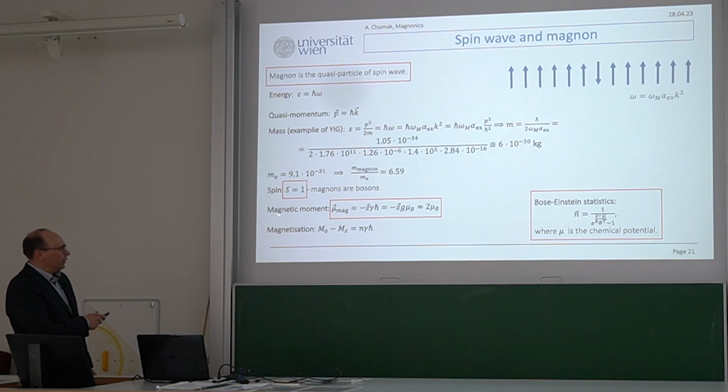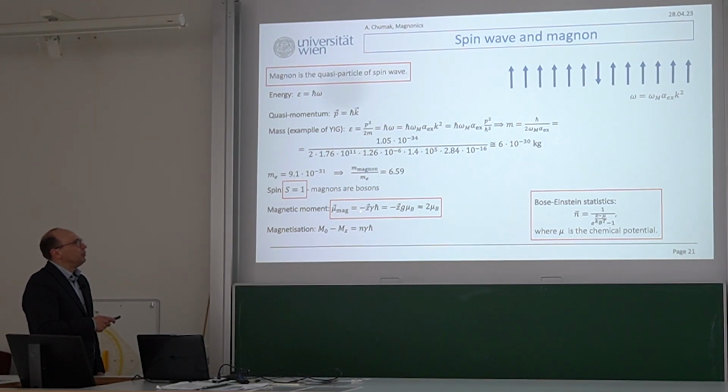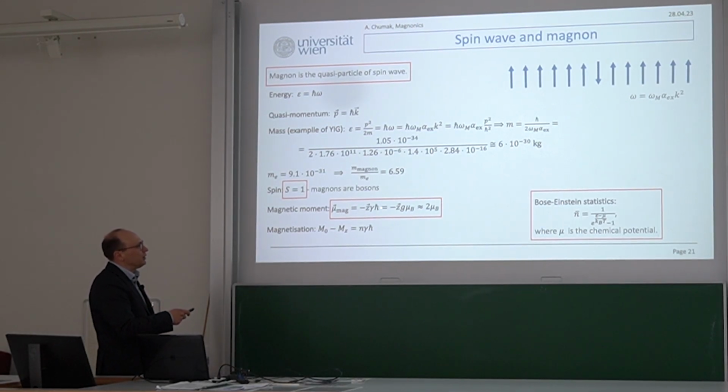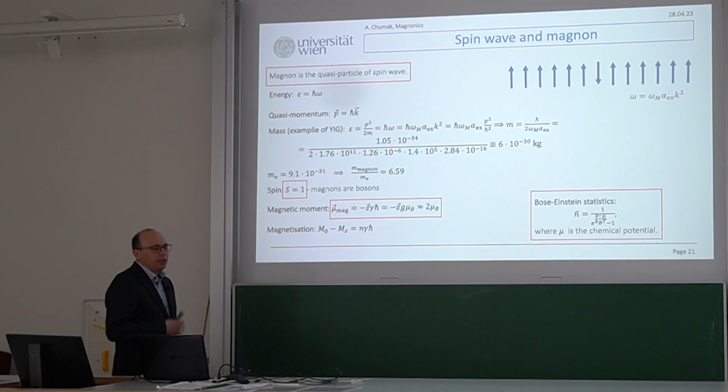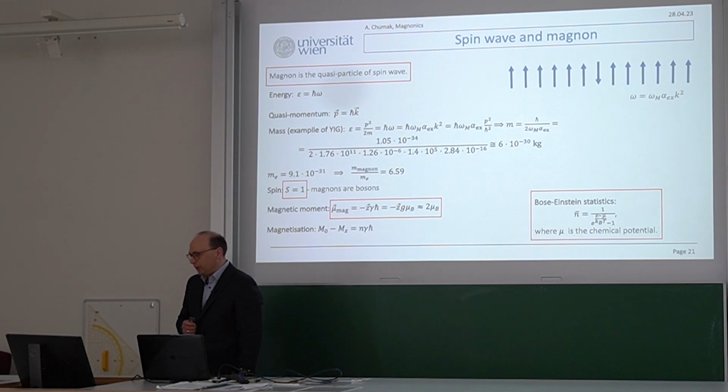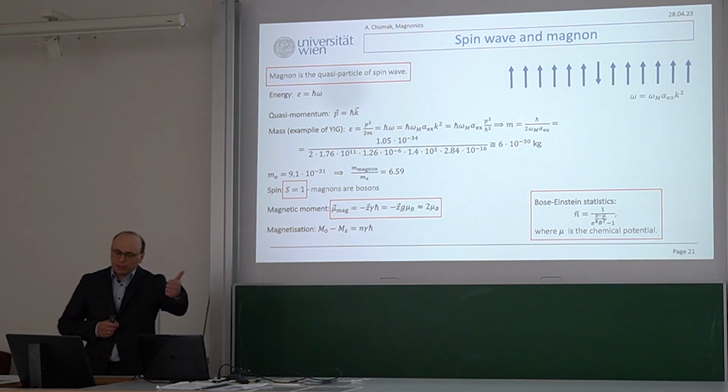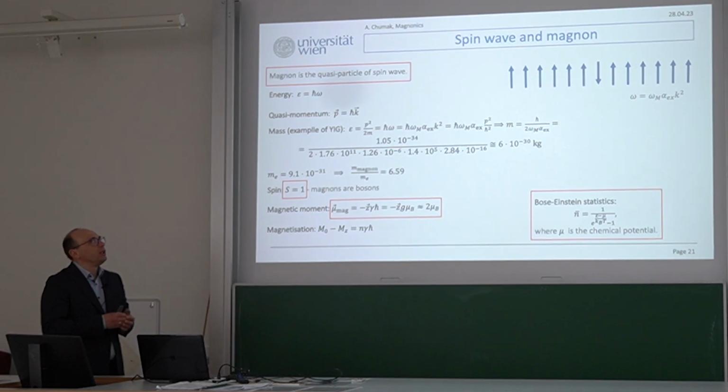So the magnetic moment associated with a magnon can be found like this. This is the gyromagnetic ratio and the Planck constant. You can rewrite it via the g-factor, and you will see that principally it's close to 2 Bohr magnetons. Please don't mix up: if the magnetic moment associated with a single spin is one Bohr magneton, the magnetic moment associated with the flip of a spin is 2 Bohr magnetons.